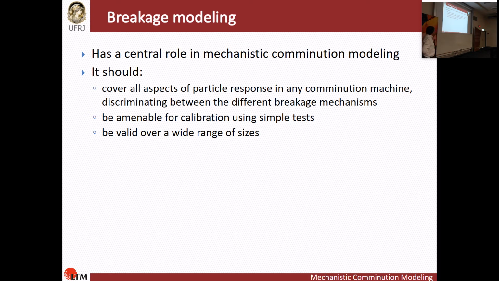My idea is that the breakage model, to suit the needs of this type of approach, should be able to cover all aspects of particle response. It has to go beyond the simple drop weight test. It has to go beyond just the energy-size reduction relationship. It should be able to discriminate between the different breakage mechanisms in a much deeper way than we typically do. It should be amenable to calibration using relatively simple tests.